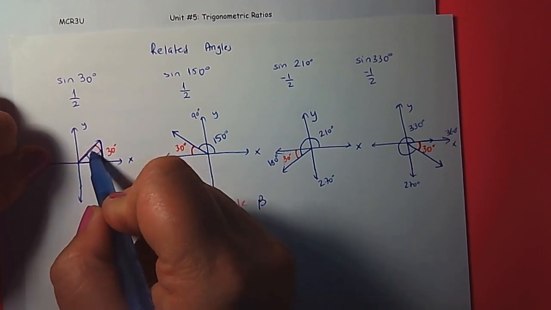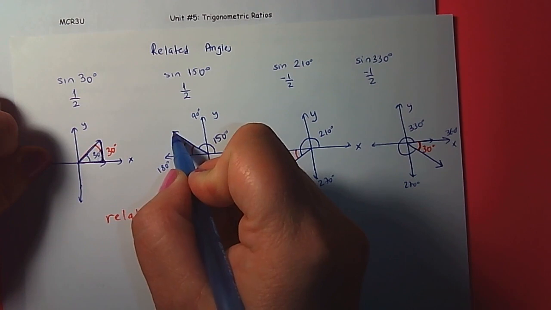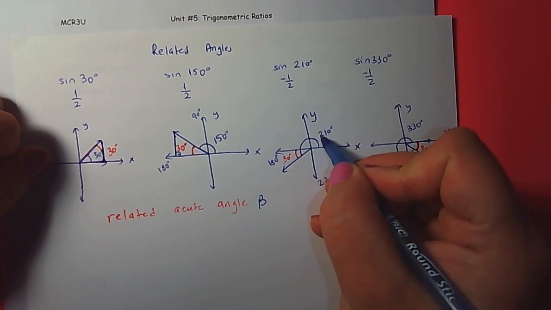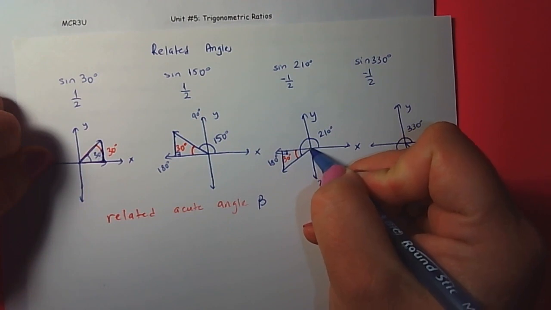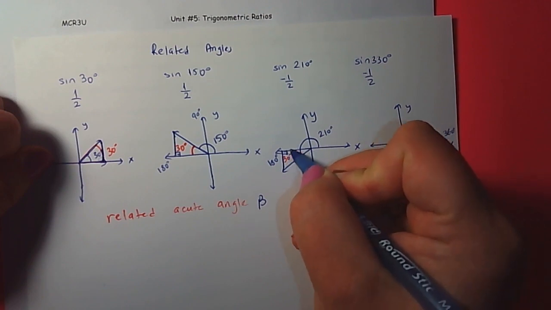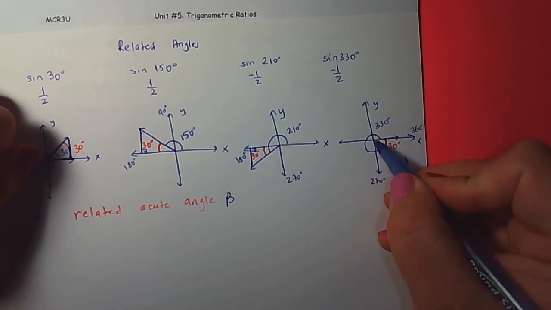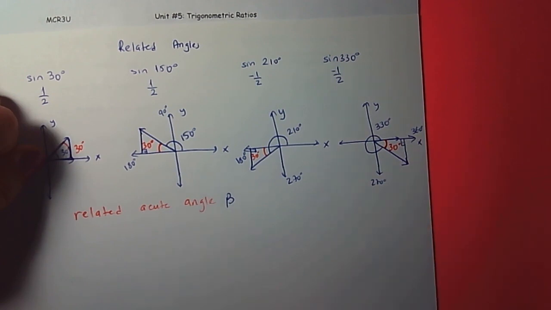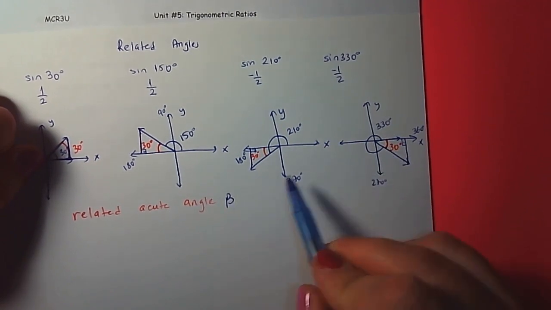So for 30 degree, it's going to be here. For 150 degree, again, we are going to use the terminal arm and the closest x-axis to draw the reference triangle. For 210, it is in quadrant 3, so the reference triangle again is going to be built using the terminal arm and x-axis. And for 330, we are going to use the terminal arm and x-axis to build a reference triangle. All those 4 triangles, as you see, will involve the related acute angle.